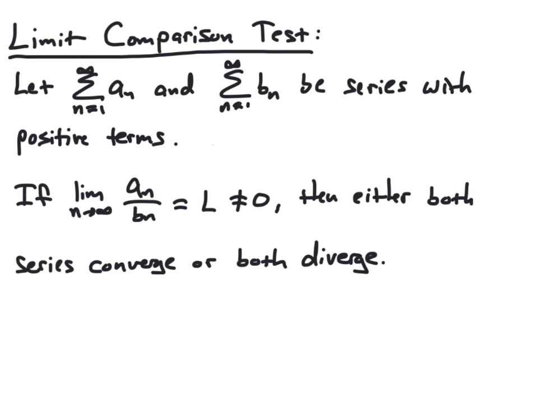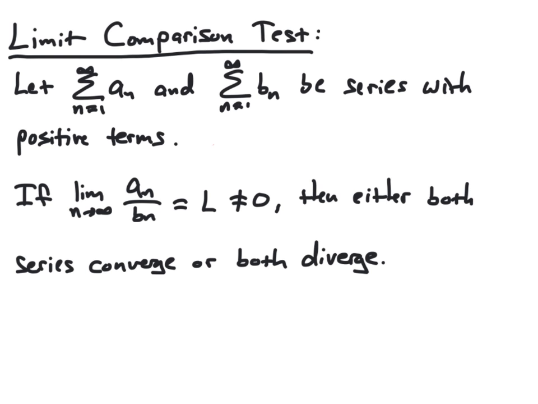So the limit comparison test says that if we have two series, the sum from n equal 1 to infinity of a sub n, and the sum from n equal 1 to infinity of b sub n, and both of these series have positive terms, then if the limit as n approaches infinity of a sub n over b sub n is equal to some number L that is not 0, then either both of the series converge or both diverge. Now there's a couple things that we should keep in mind with the limit comparison test.